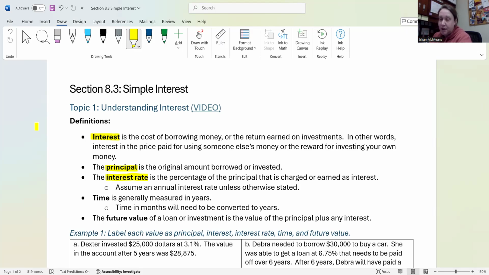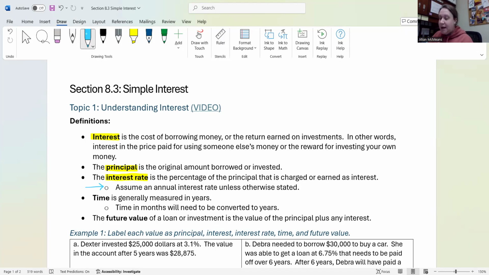One thing that is very necessary is that when we're talking about interest rates, we're given interest rates as percentages, but when we put them into our formulas, we need to put them in as decimals. Another thing is that we assume you're dealing with an annual interest rate unless you're told otherwise. So if you're getting a 7% interest rate, you pay 7% on whatever your principal is for the entire year. Again, assume an annual interest rate unless you are told differently.